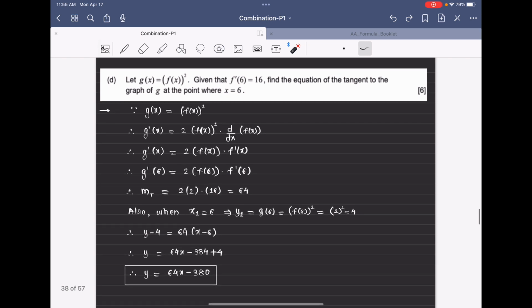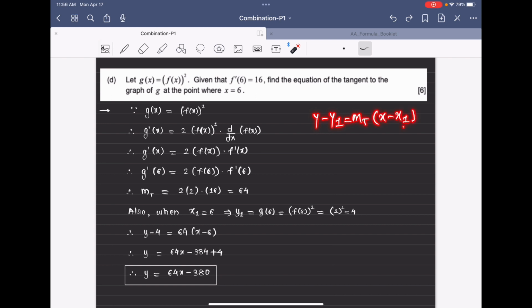Last part. They are introducing a new function g of x. What is g of x? It's a composite function. It is basically f of x bracket square, not x square. F of x, the full bracket square. Given that f dash 6 is 16, that means at x is equal to 6, the derivative of the graph is giving you 16. That means slope at x is equal to 6 is equal to 16. Find the equation of a tangent to the graph of g at the point when x is equal to 6. Equation of a tangent is y minus y1 is equal to slope of a tangent times x minus x1.